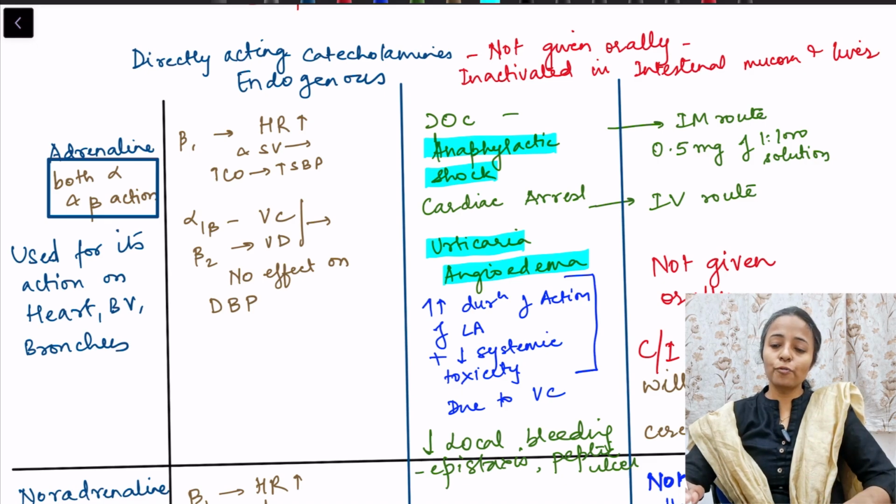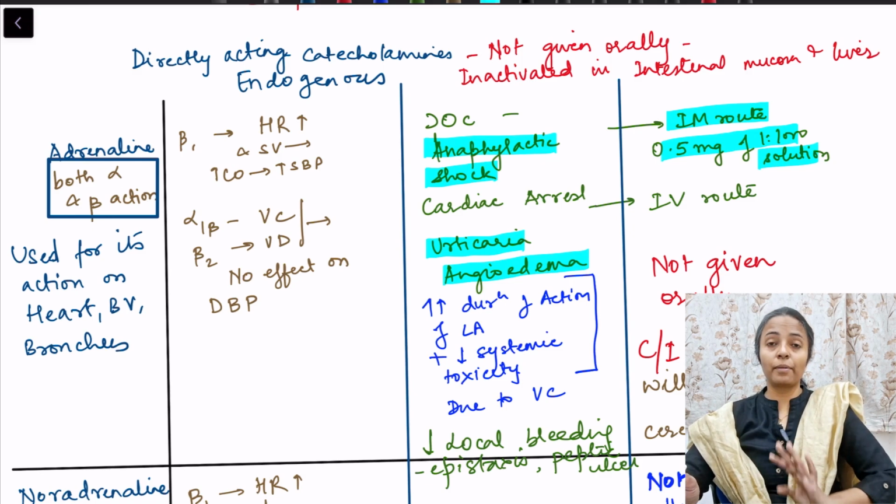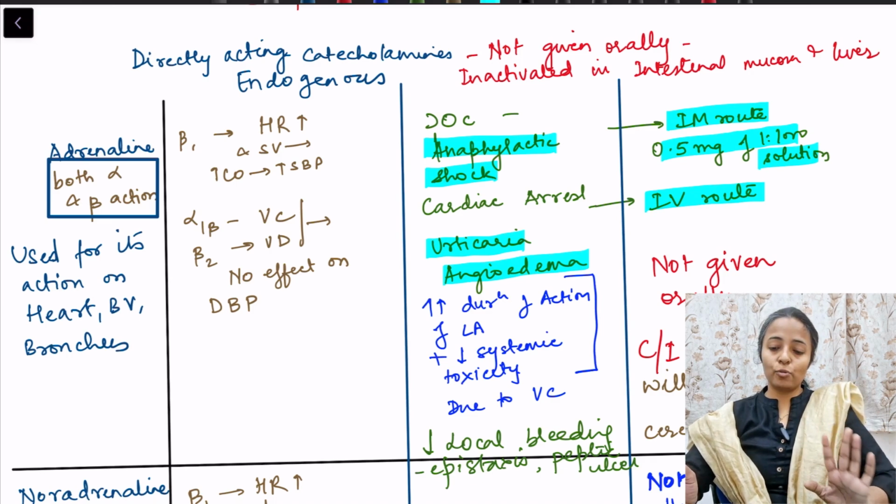And the preferred route for this is the intramuscular route, used in the dose of 0.5 mg of 1:1000 solution. Okay, if it is given IV, then we have to dilute it further, remember it, because otherwise it can be dangerous. So in cardiac arrest, it is used by the IV route. Okay, anaphylactic shock by intramuscular route, cardiac arrest by IV route, right?